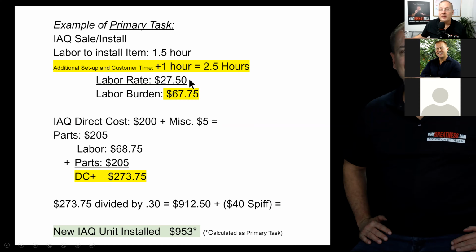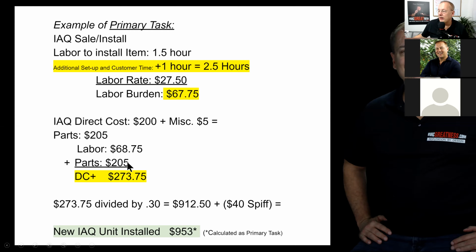Your labor rate is $27.50, and we multiply that times 2.5, and this is what the labor burden is. This is what your direct labor is. But what about the direct parts, pieces, material? So the IAQ piece, let's call it $200, and you put $5 worth of electrical tape, wire nuts. So we come in at $205. We add that labor back in. Well, that's $1 off. Oh well, we're gonna be expensive, and so we add that in.